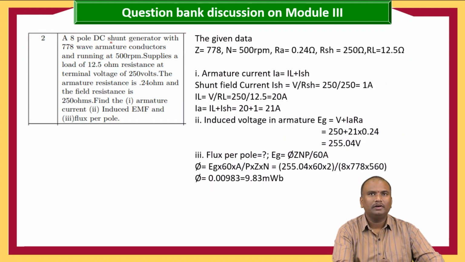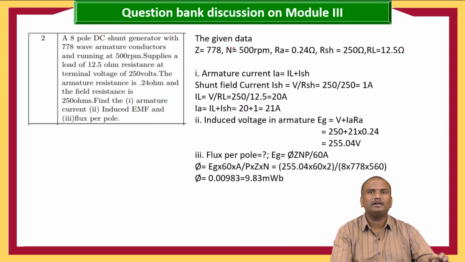Now, an 8-pole DC shunt generator with 778 wave connected armature conductors and running at 500 RPM, which supplies a load of 12.5 ohms resistance at a terminal voltage of 250 volts. The armature resistance is 0.24 ohms and the field resistance is 250 ohms. Find the armature current, induced EMF and flux per pole.